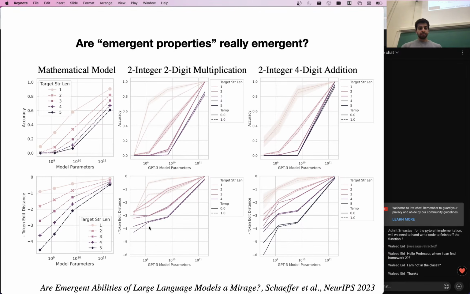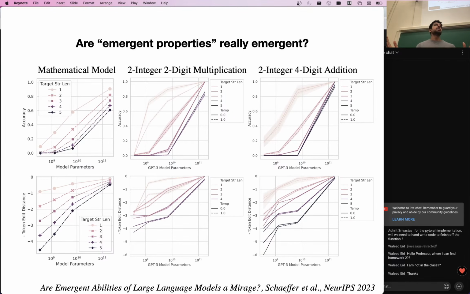So with increasing the model size, we do seem to be improving on the smoother metric, even though improvements on accuracy are only seen at 10 to the 10th parameters. So maybe emergent properties really don't exist and they're just a function of how we're measuring the model's performance.